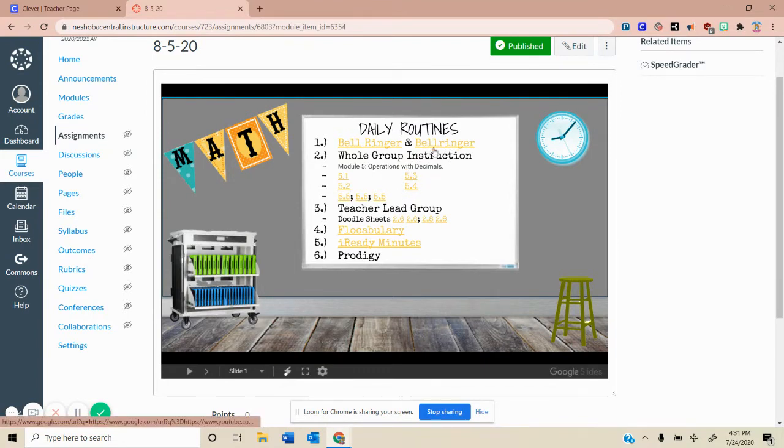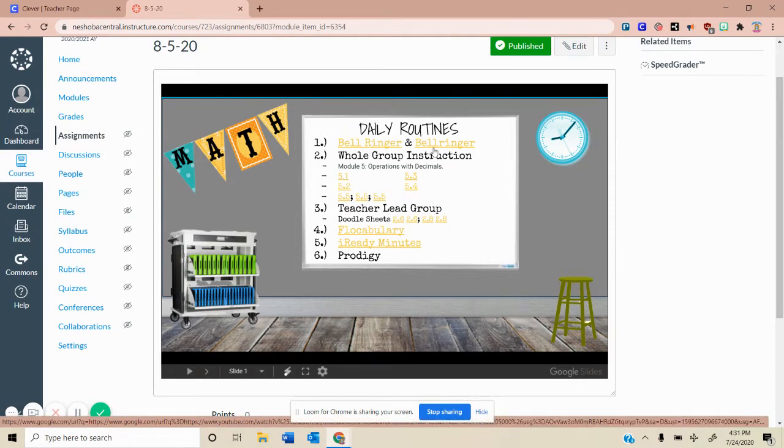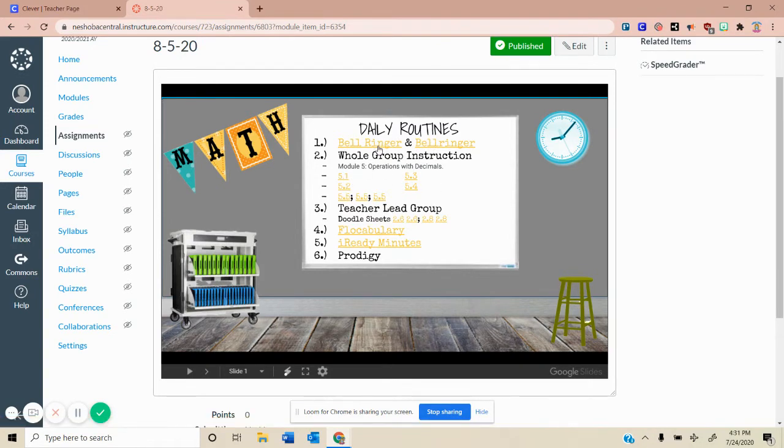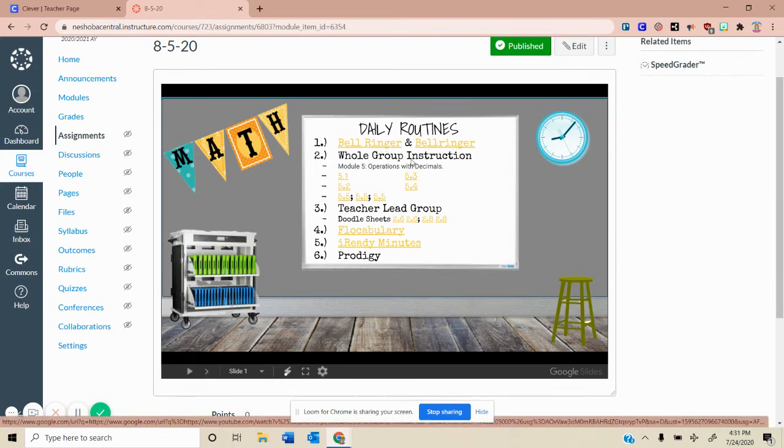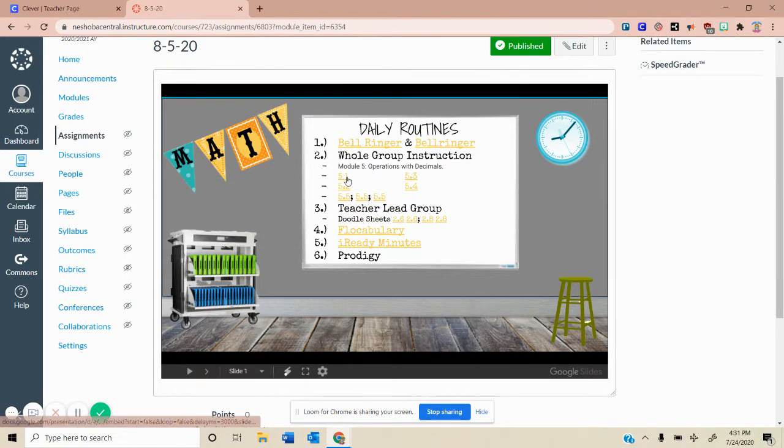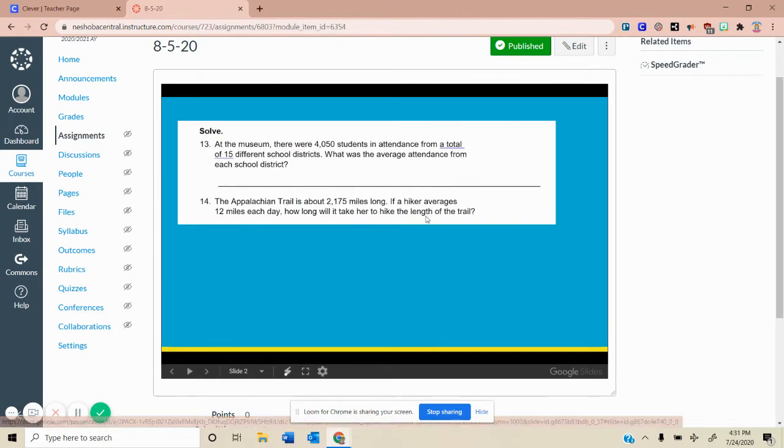Now, these bell ringers will be embedded into what we call Edpuzzles, and we'll talk about that in another session. But those Edpuzzles will be graded. So these first ones are just kind of getting us in a routine of a bell ringer. You will do these on your Chromebook as you come in the classroom. You will log into Canvas and click on these, and it will take you straight to your bell ringer that day. Our whole group instruction, if I click on 5.1, it's going to take us to our first set of word problems that we're going to be looking at.